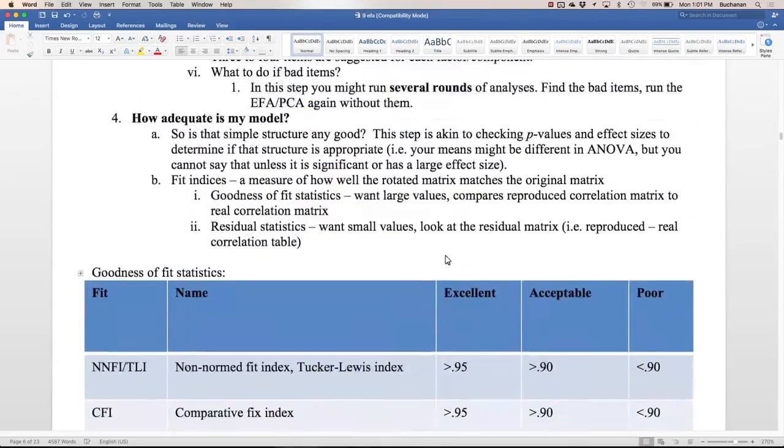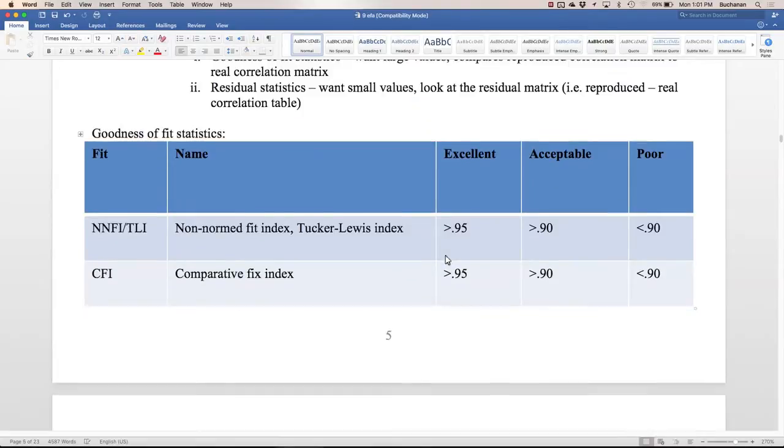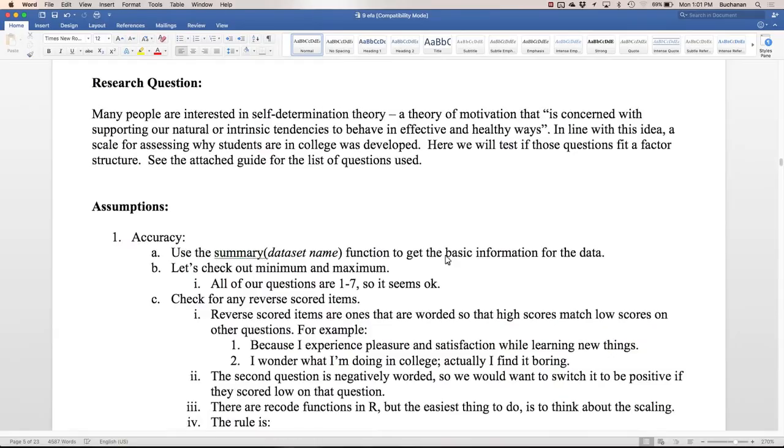All right, so those are the big 4 questions we have to deal with. Let's try one.